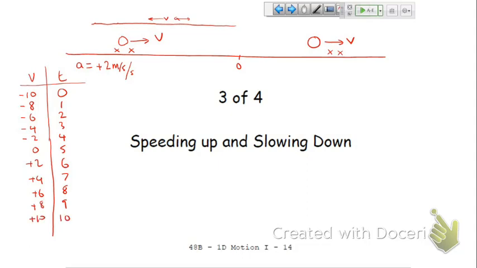Oh, I stopped. And now I went back like that. And here I had a positive velocity and a positive acceleration. So I slow down when my acceleration is in the positive direction and my velocity is in the negative direction. And I speed up when my velocity is in the positive direction and my acceleration is in the positive direction.